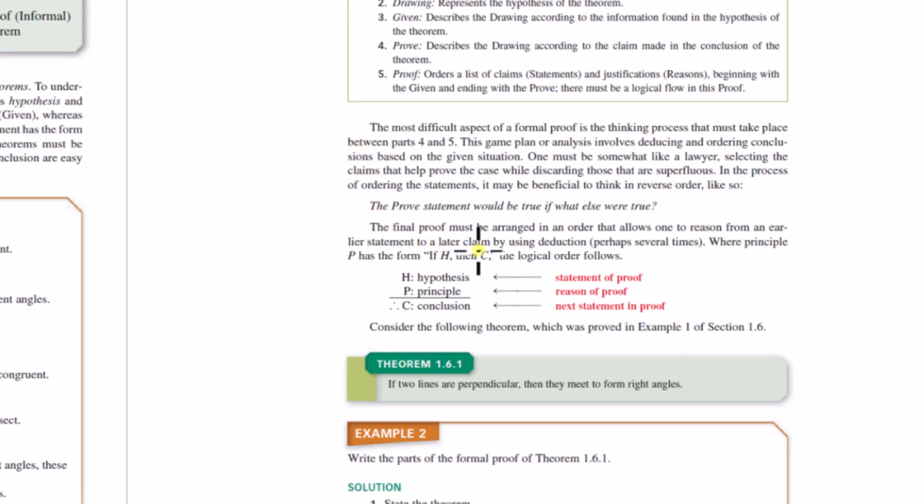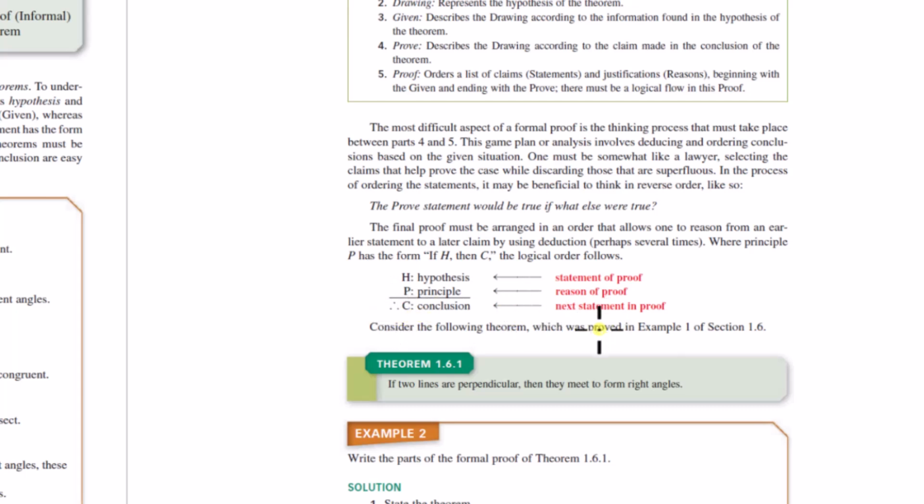The final proof must be arranged in an order that allows one to reason from an earlier statement to a later claim by using deduction, perhaps several times. It's like making a convincing argument, but it's deductive. You provide these formal statements that officially establish the truth of the statement. Where principle P has the form if H then C, the logical order follows: the hypothesis, statement of the proof, the principle, and conclusion.